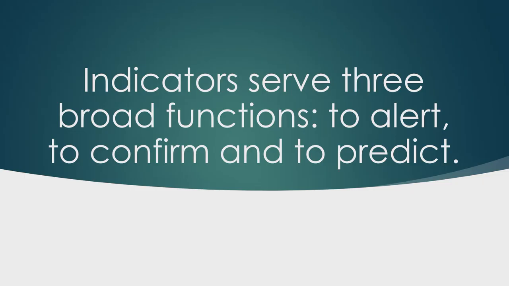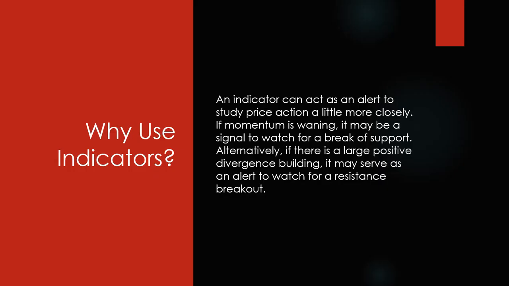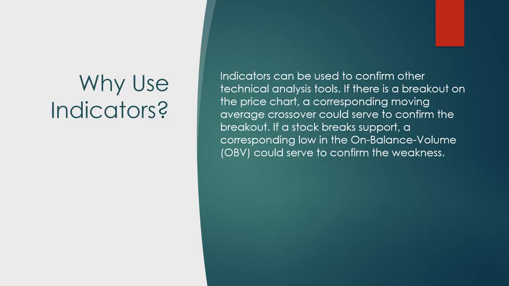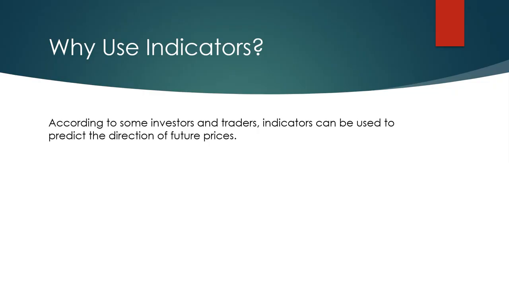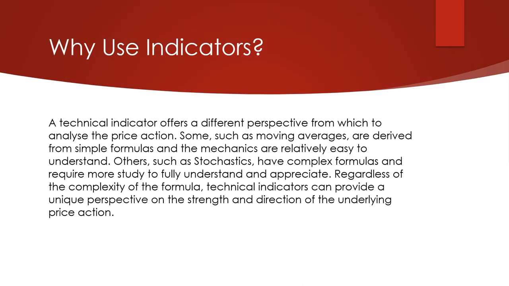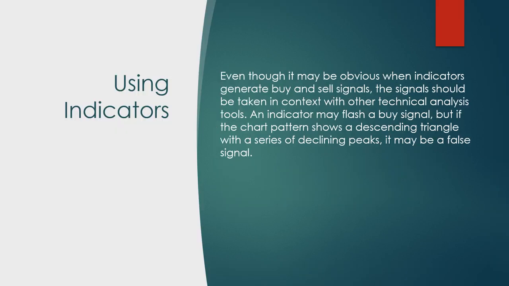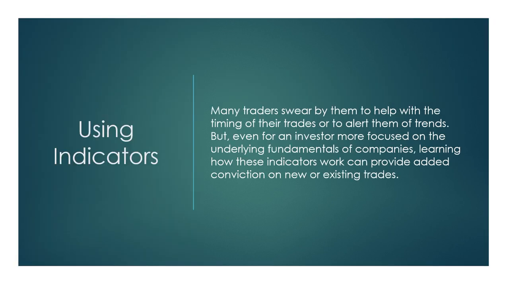So why use indicators? Indicators serve three broad functions: to alert, to confirm, and to predict. An indicator can act as an alert to study price action a little more closely. Indicators can be used to confirm other technical analysis tools. And according to some investors and traders, indicators can be used to predict the direction of future prices. So even though it may be obvious when indicators generate buy and sell signals, the signal should be taken in context with other technical analysis tools and price action.